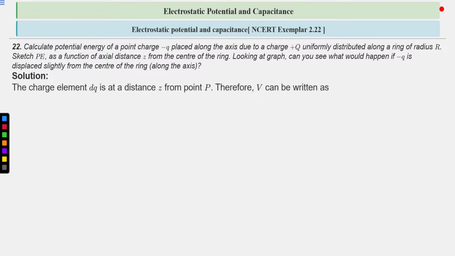The charge element dq is at a distance R from point P. Therefore, V can be written as V equal to K integration dq by R. This is the potential at point P. Therefore, V equals K integration dq by R, equal to K integration dq by the square root of Z square plus A square.